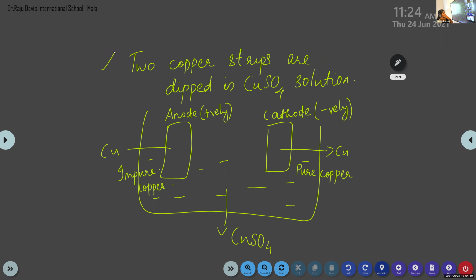Here the anode is positively charged, so it is oxidized, and the cathode is negatively charged, so it is reduced. So the pure form of copper is deposited at the cathode. So this method can be used for the purification of copper. We can also use this for sodium, magnesium, aluminium, etc. Metals are purified using the same method.